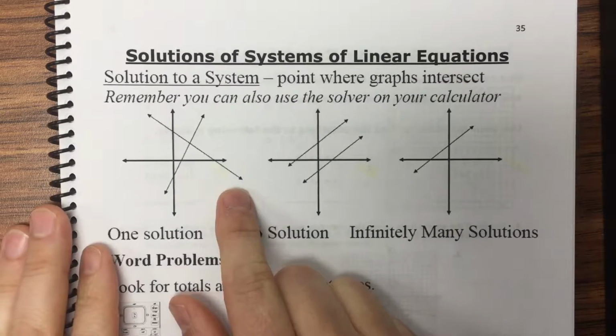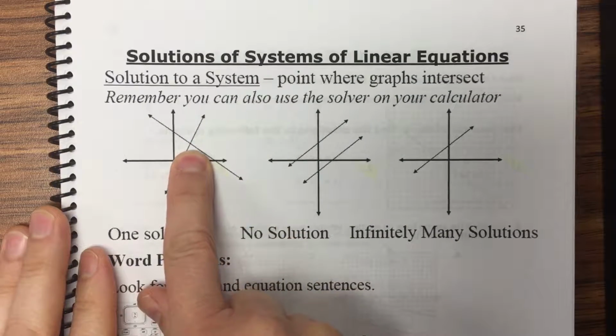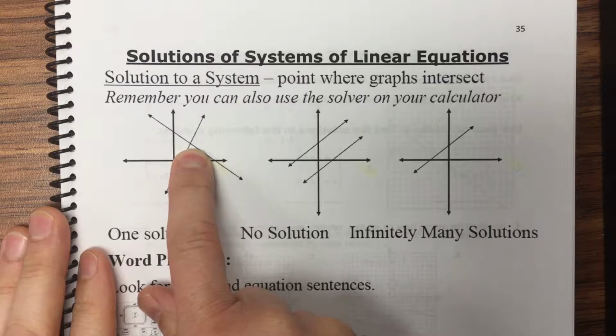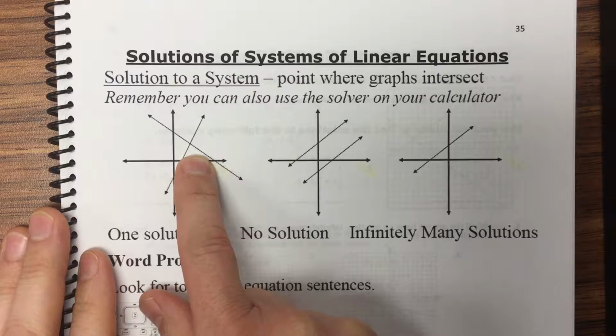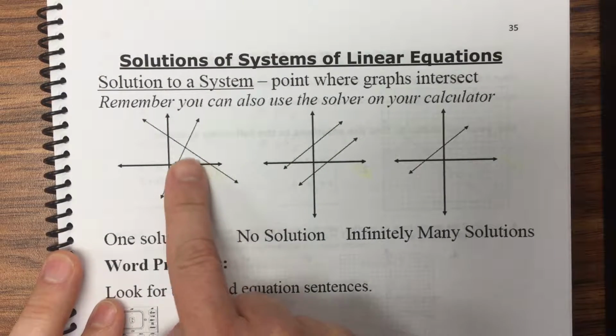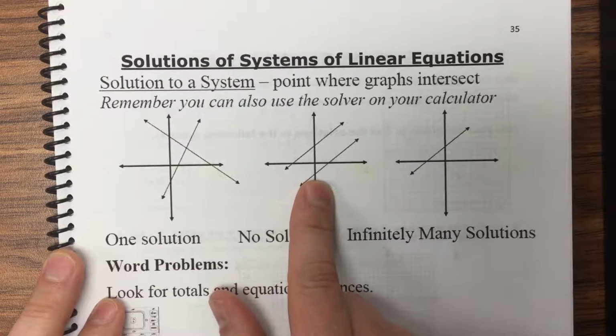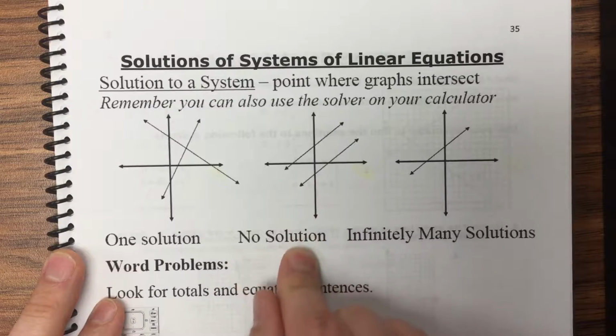The typical system of equations is going to have one solution. The lines are only going to cross once. And because lines don't bend, you will never have two solutions to a system of equations. You could have one because they cross. Or if they're parallel lines that will never cross, you could have no solutions.